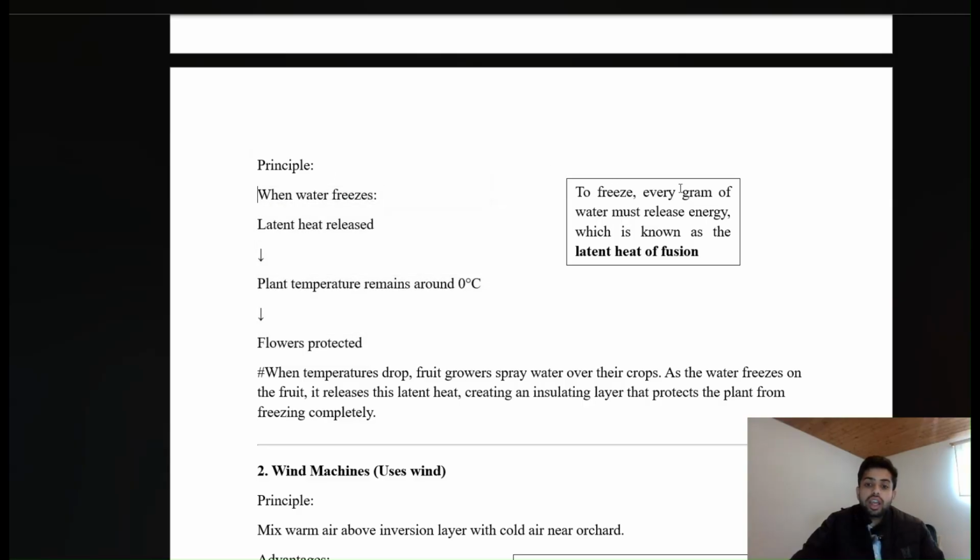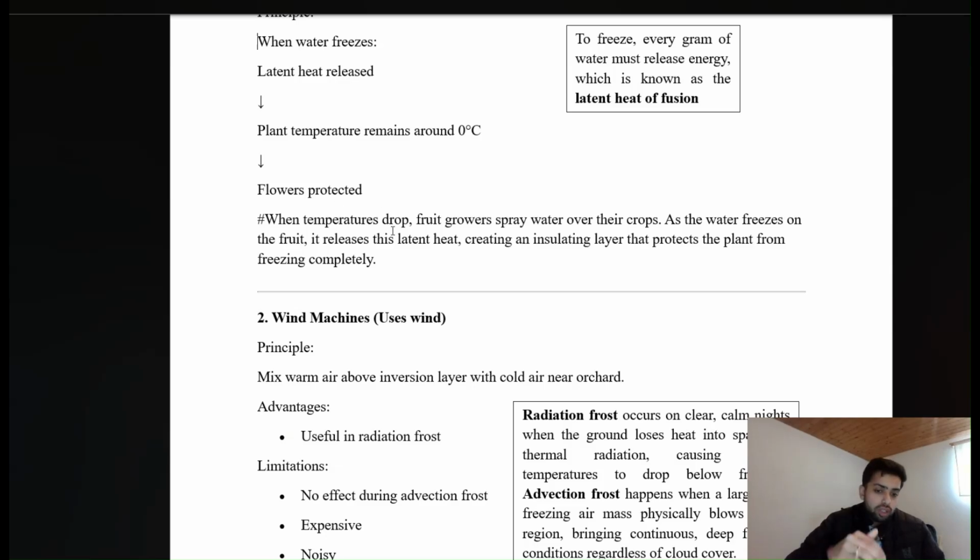To freeze, every gram of water must release energy, which is known as the latent heat of fusion. And when the temperature drops, the fruit grower sprays water over their crops.